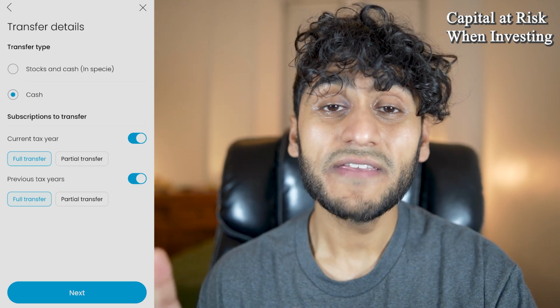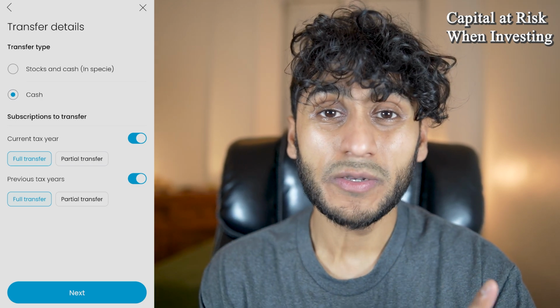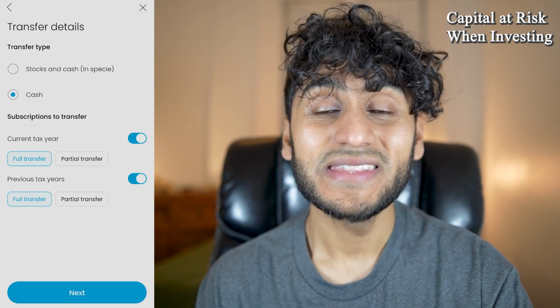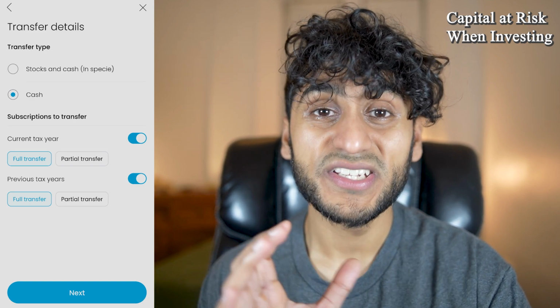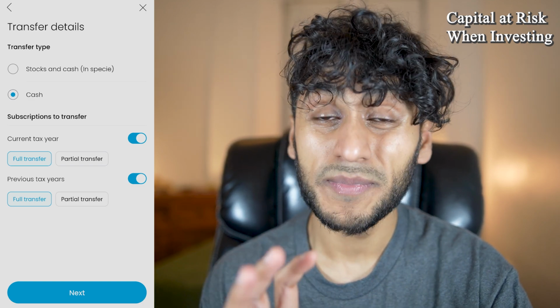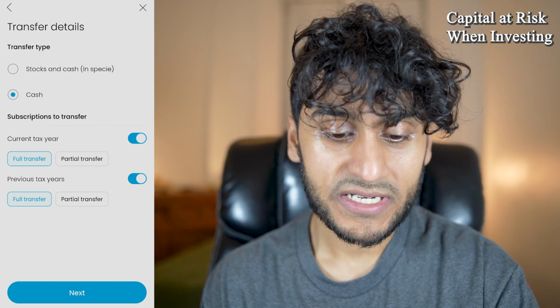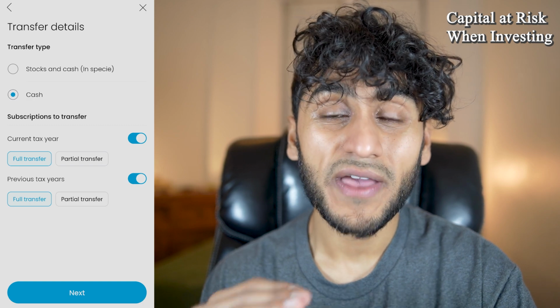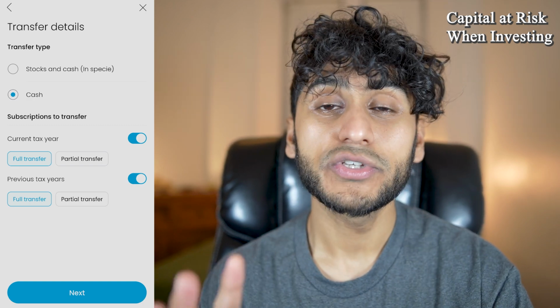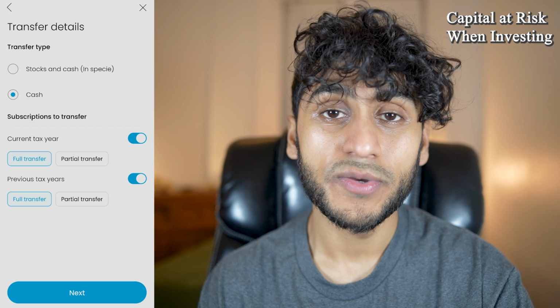That being said, many funds that you can only buy on Vanguard will not be available anywhere else. These include the LifeStrategy funds and many others. So you have to be careful when doing that. You might have to sell out in cash. Now, if you go with cash, there is the ability to transfer everything over. And if you want to do this, just leave everything at the bottom as it is.